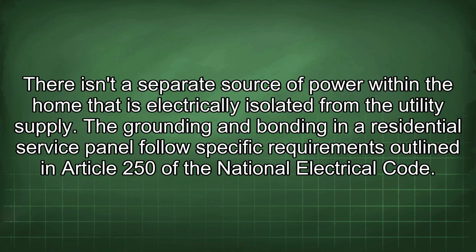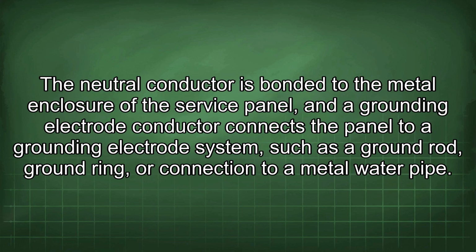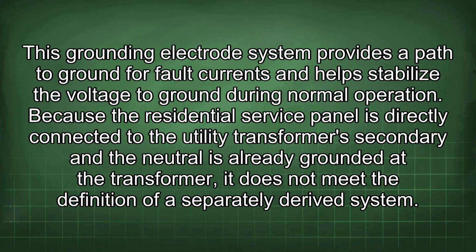The grounding and bonding in a residential service panel follow specific requirements outlined in Article 250 of the National Electrical Code. The neutral conductor is bonded to the metal enclosure of the service panel, and a grounding electrode conductor connects the panel to a grounding electrode system, such as a ground rod, ground ring, or connection to a metal water pipe. This grounding electrode system provides a path to ground for fault currents and helps stabilize the voltage to ground during normal operation. Because the residential service panel is directly connected to the utility transformer's secondary and the neutral is already grounded at the transformer, it does not meet the definition of a separately derived system.